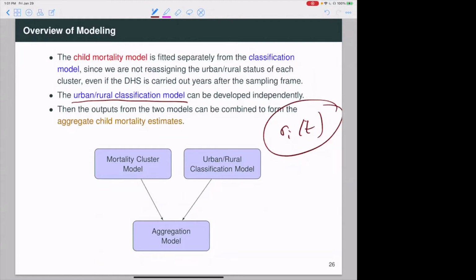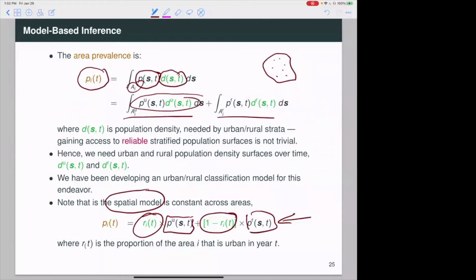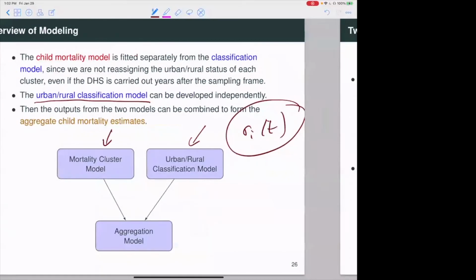And of course, nearly everything has different characteristics in urban and rural areas. So in general, the risk of death in the first 5 years of life is lower in urban areas than in rural areas. So if we don't adjust for the urban-rural oversampling, we will underestimate risk because we'll be putting too much weight on the urban clusters, which were oversampled. So the way I think about this, we have this mortality model at the cluster level, then we have an urban-rural classification model, and then through this equation here, we just put them together to come up with our aggregated estimates.